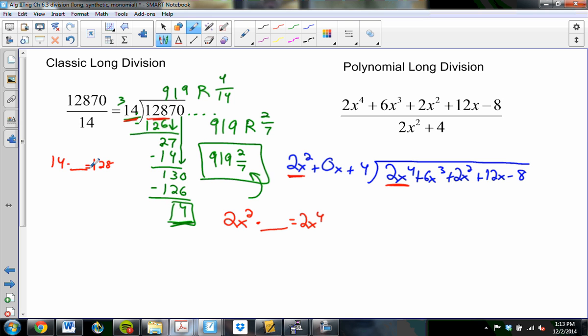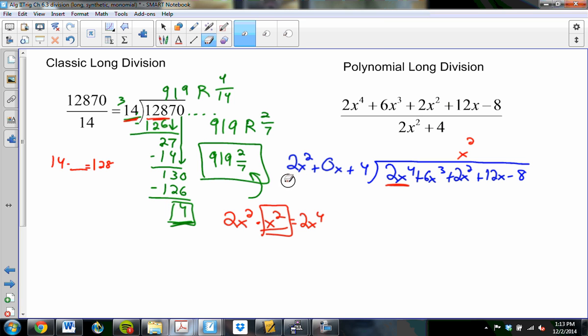Well here, 2x squared times x squared equals 2x to the fourth. So this answer of x squared is going to go here in the x squared column. I match these things up by the powers.